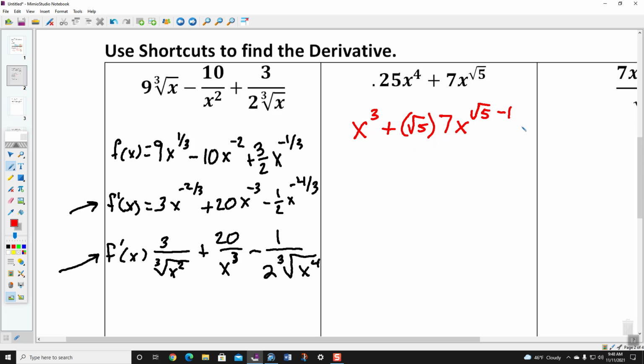Everybody understand the x to the 3rd part there first. 4 times a quarter was what? 1, so it became x cubed. Now root 5 right here moved to the front, that was good. We had 7x, and then root 5 minus 1 up there is my exponent.